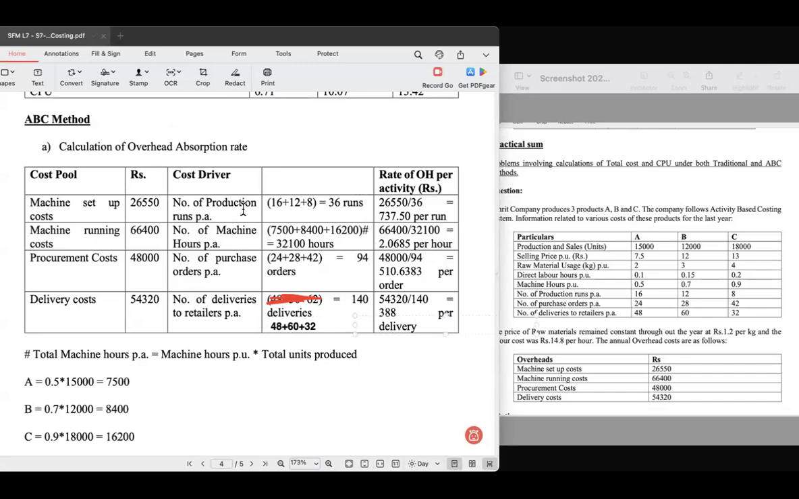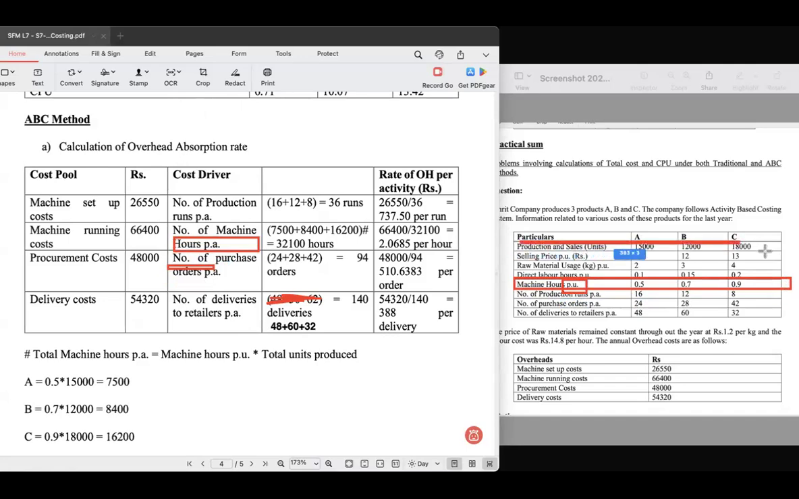Now comes the question, procurement cost, number of purchase orders per annum. Number of, sorry, not procurement cost, machine running cost. Number of machine hours per annum. Now, you might ask me, okay, we have the information, look at this table, we have the machine hours, but machine hours per unit. What is the requirement? Machine hours per annum. We need to calculate per annum. How do we do it?